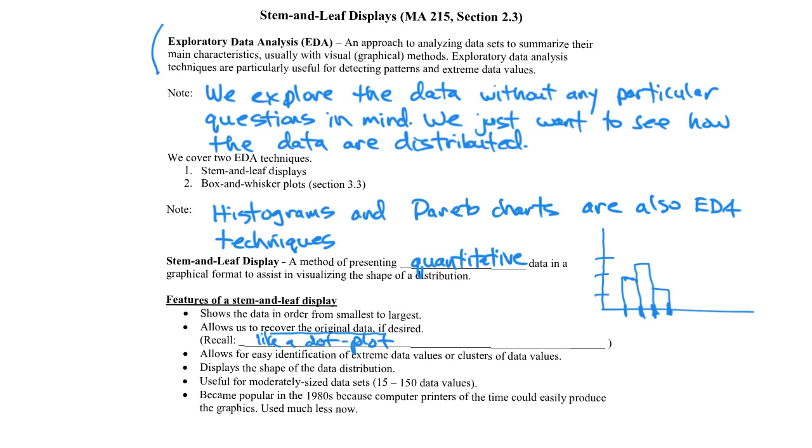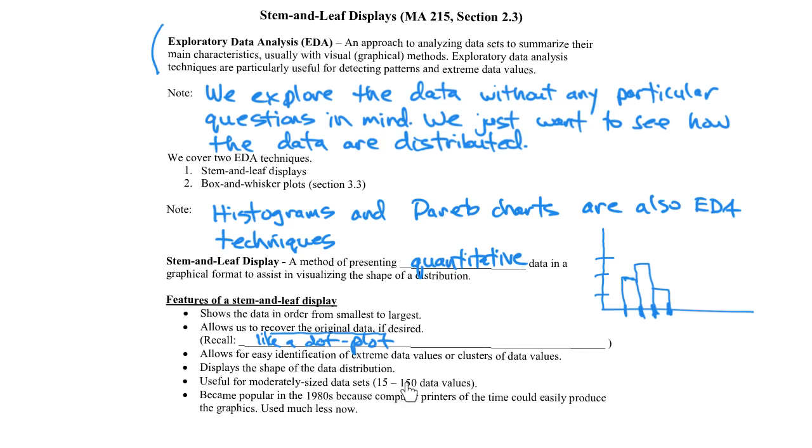Okay, so other features: it allows for easy identification of extreme data values, because we're going to see the data in order from smallest to largest. So if there's one that's really extreme, we'll be able to see it easily. The shape of the data distribution will be shown. So we can have things like mound-shaped, skewed left, or skewed right, pretty much like a histogram. We'll have the shape of the data. And it's useful for moderately sized data sets, 15 to 150 data values.